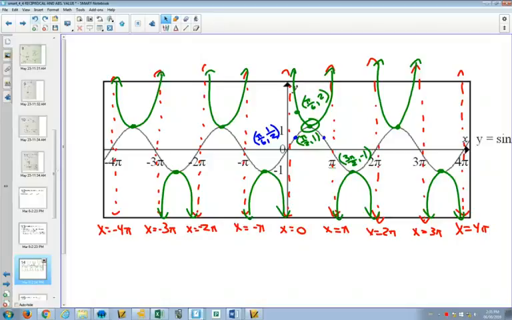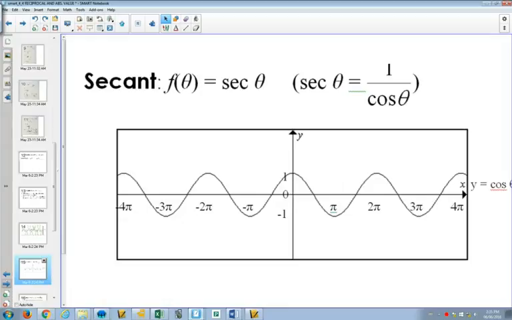We've labeled our asymptotes. We found some points so that we could draw it. And then we graphed cosecant. What I'd like you to do is do secant.